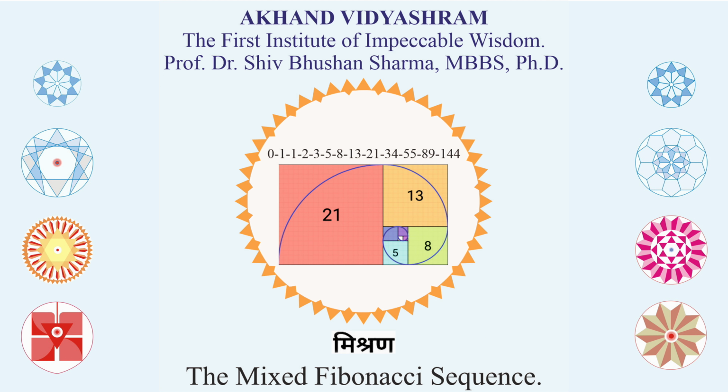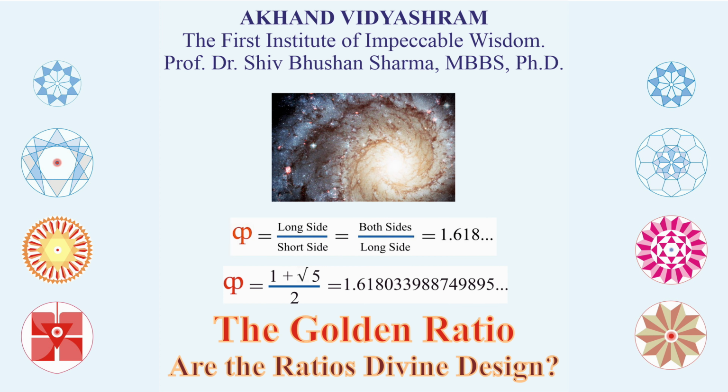Now we are going to show you what I have been showing in DIVYANK or Ganit Vidya. The mixed Fibonacci sequence is present in this, all the numbers you can see on top and the figure you can see. The second thing which we brought into the picture was the golden ratio, and the two numbers I have given.